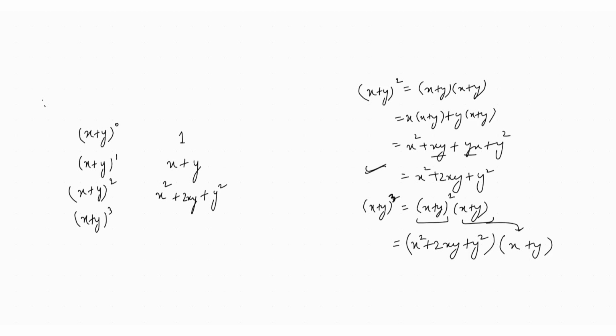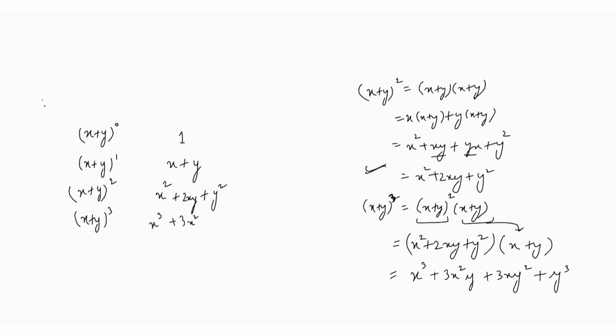Done? Tell me. Okay, I did it. It's x to the power of 3 plus 3x to the power of 2 y plus 3x y to the power of 2 plus y to the power of 3. Very good. So now you observe the things.